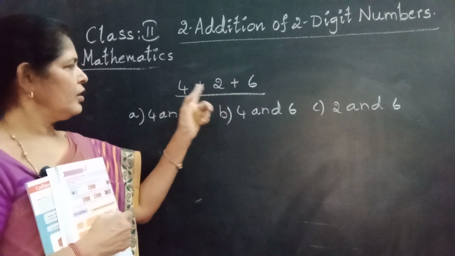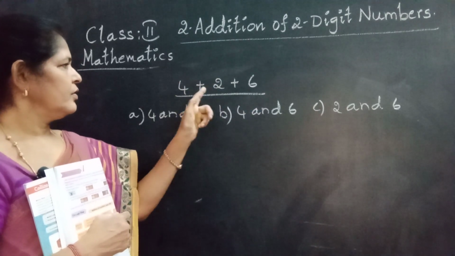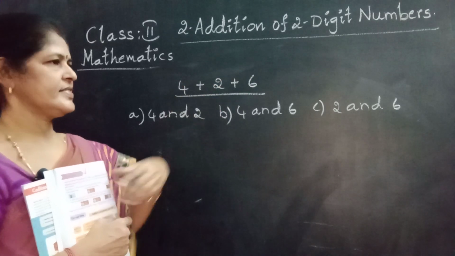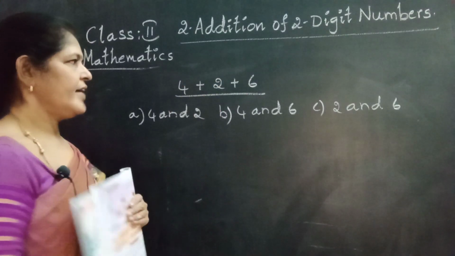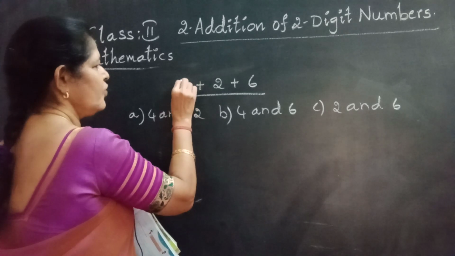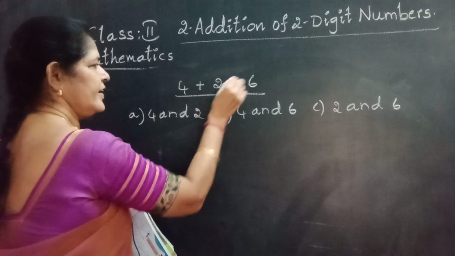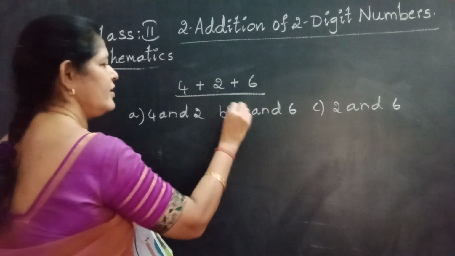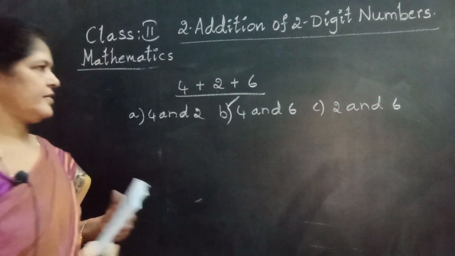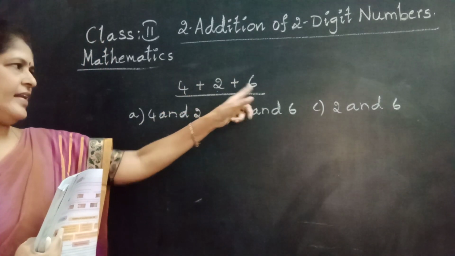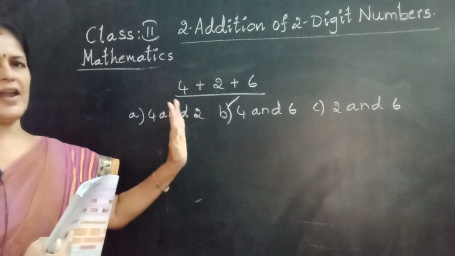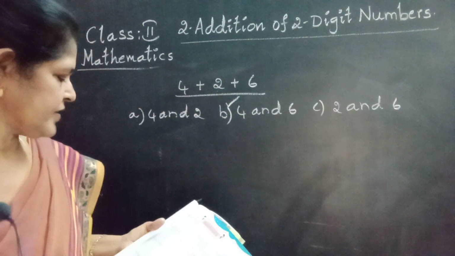Which two numbers are going to combine? The addition is going to be easy. 4 and 2? 4 and 6? 2 and 6? Yes, 4 and 6. Why? 4 and 6, 10. 10 plus 2, 12. Option B is correct. 4 plus 6, 10. 10 plus 2, 12.